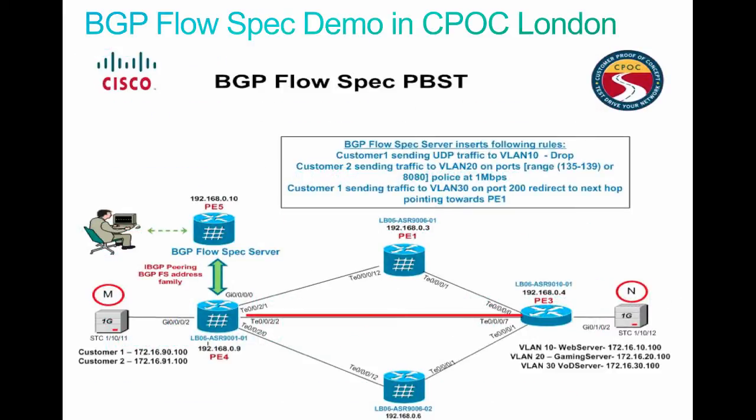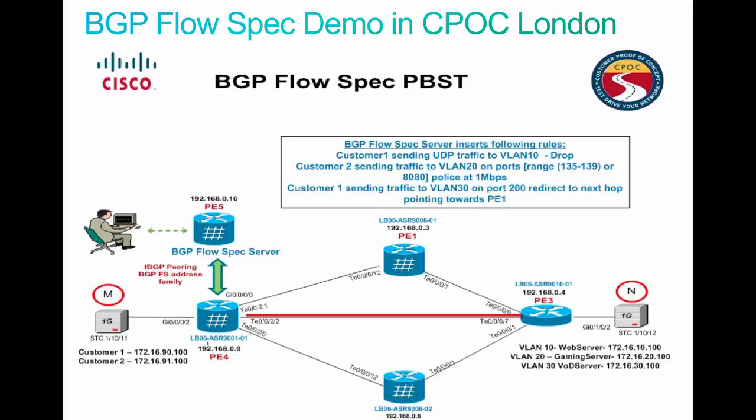Following is a setup that is available in the CPOC London labs for you to come ahead and see how BGP flow spec works. You can see in the network that most of the traffic that is sourced from the traffic generator in port M to port N is flowing through the direct link between PE4 and PE3. What we have for you is a BGP flow spec server, which has an iBGP peering with the PE4 router in the network. This BGP flow spec server is used to insert certain rules in the network.